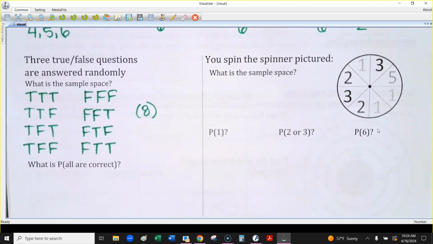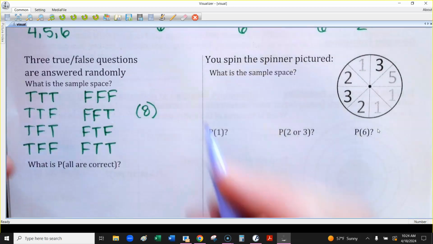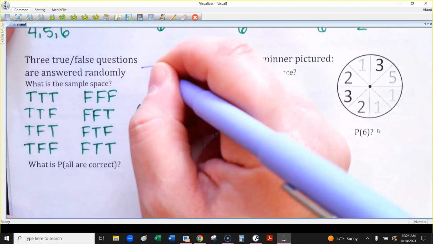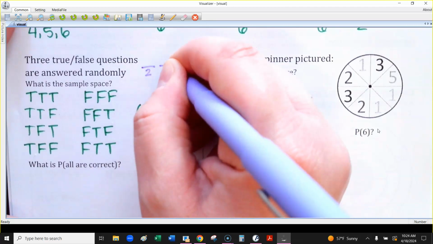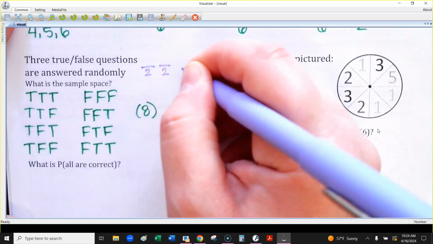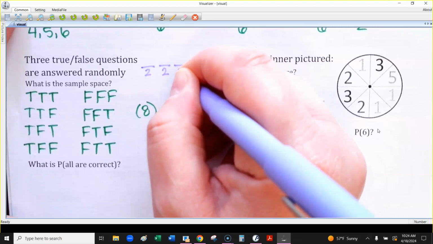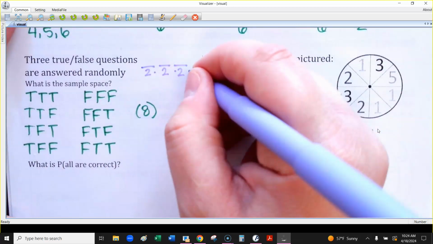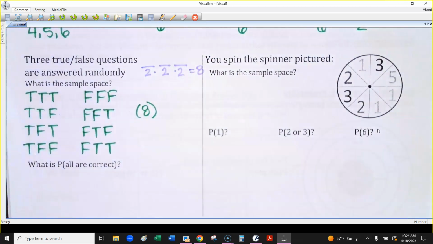And if you actually remember from yesterday, from the multiplication counting principle, or the fundamental counting principle, for my first question, true or false, I have 2 choices. For my second question, true or false, I have 2 choices. And for my third question, true or false, I have 2 choices. If you do 2 times 2 times 2, that will give you 8. So there should be 8 choices. That's a little review from yesterday. Anyway, I wrote them all out for us.